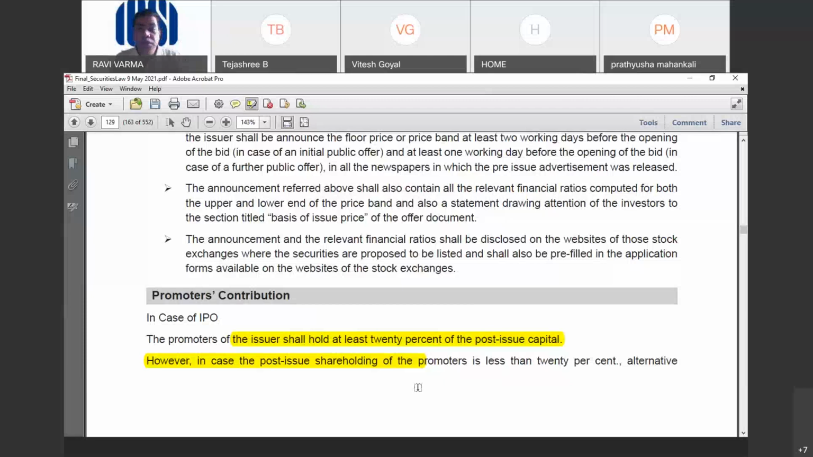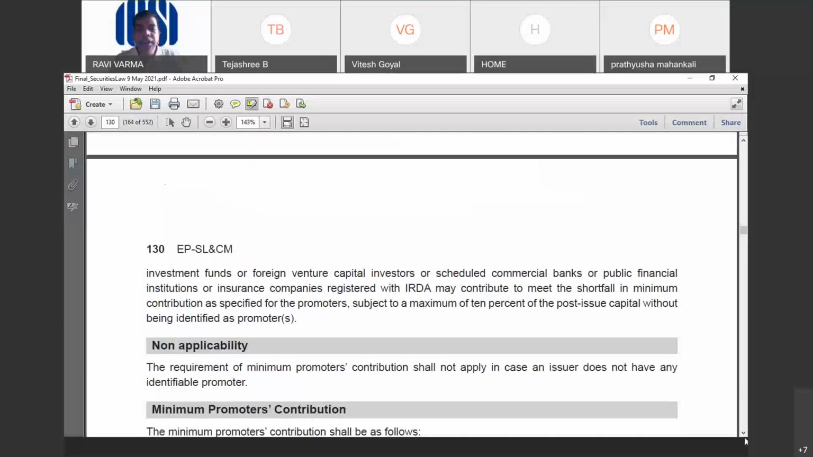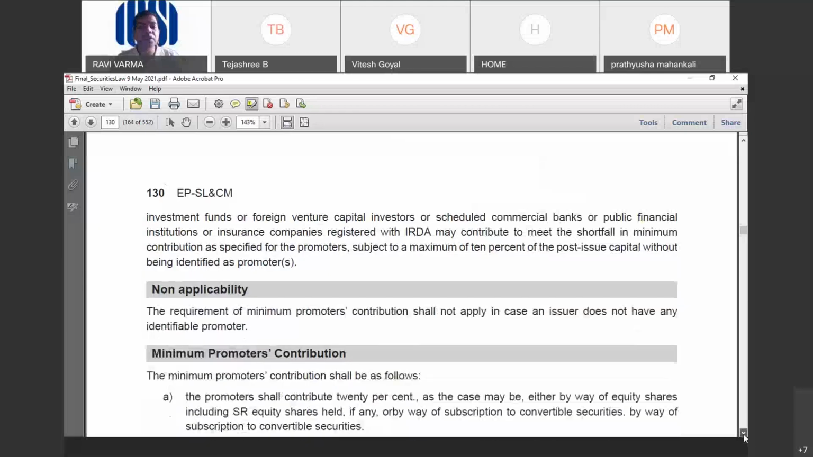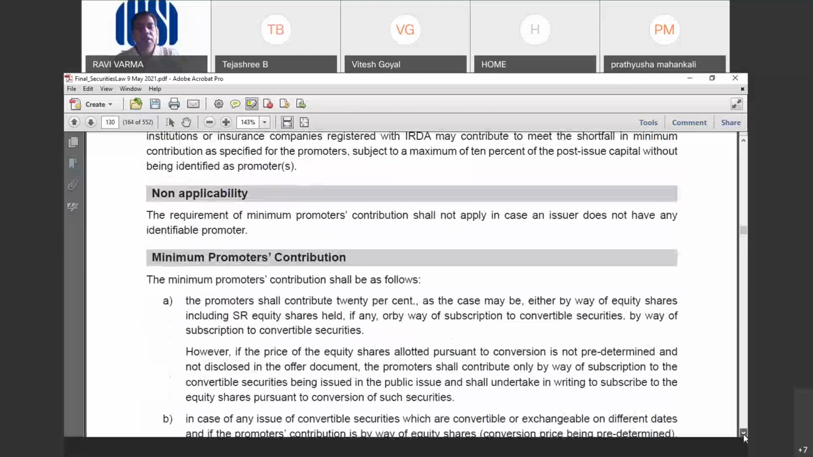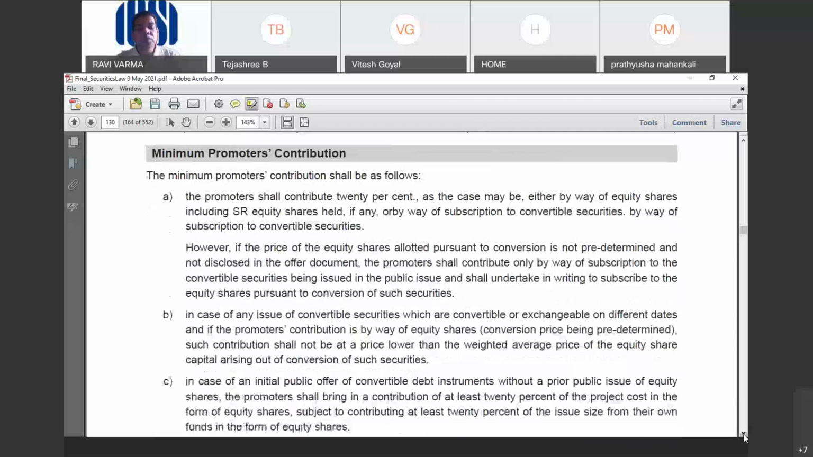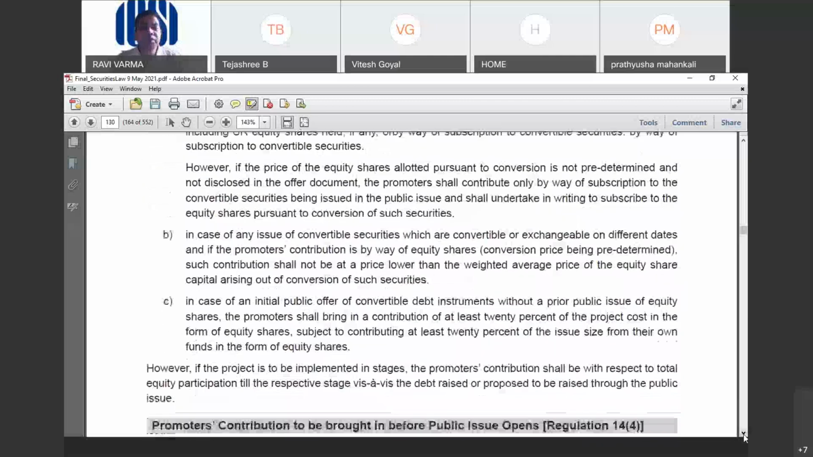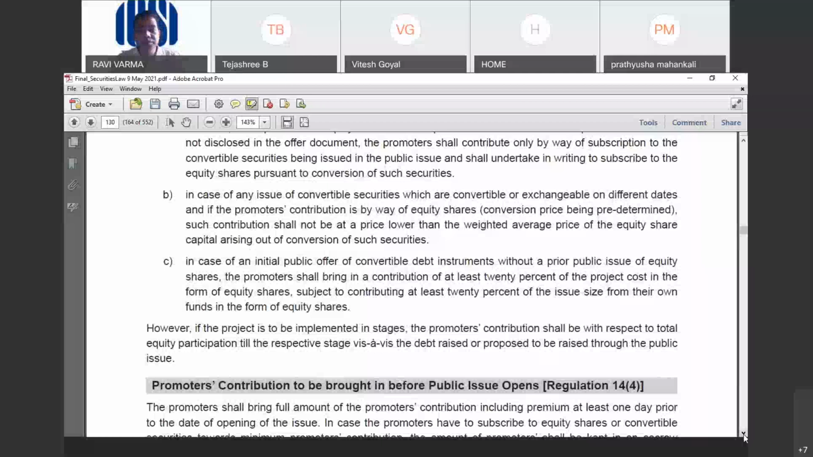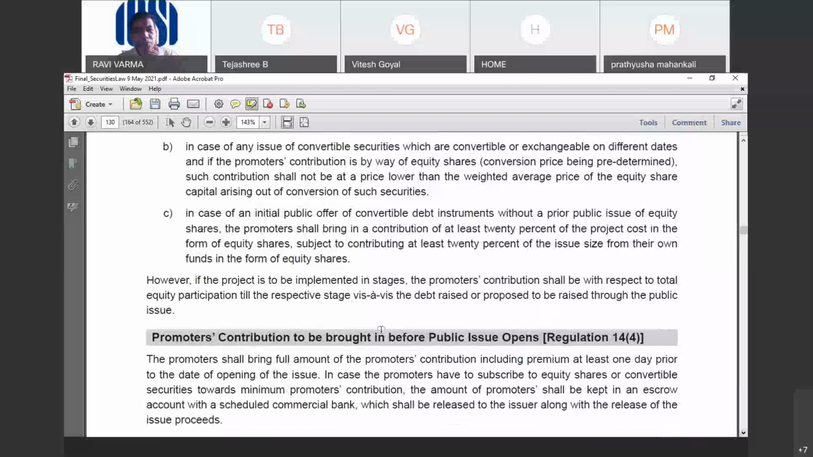Sir, will they subscribe too much? Yes, they will. That is the minimum contribution from the promoters, 20%. And in case of FPO also, they will subscribe to the minimum extent of 20% of post-issue capital. Sir, you told us one thing more, that the promoter's money is to be brought in first. Yes, you can see the promoter's money is to be brought in first, at least one day in advance.